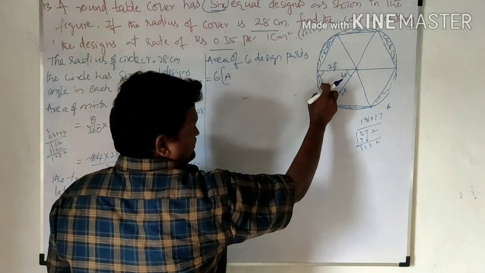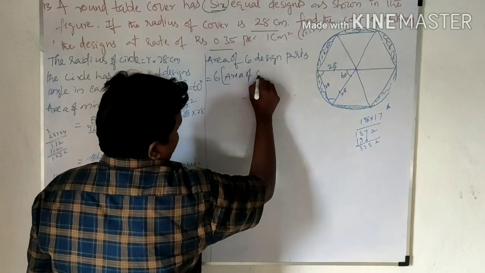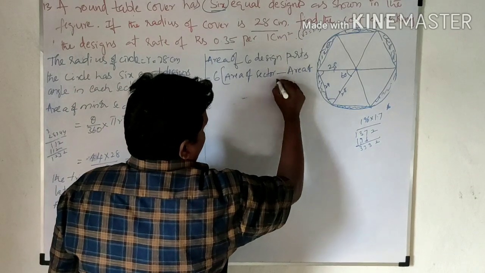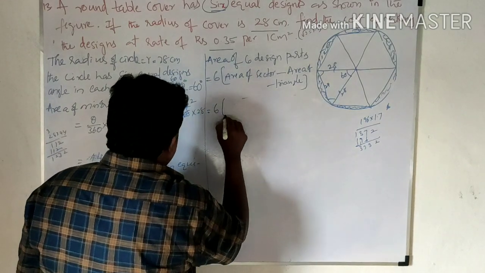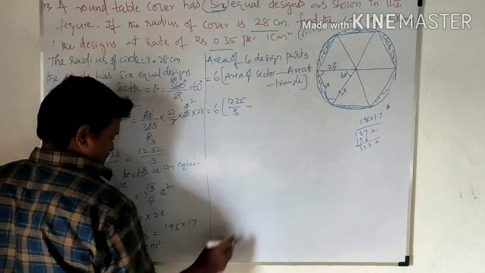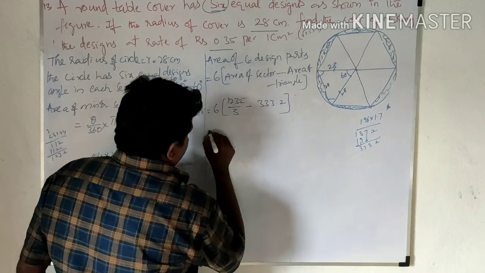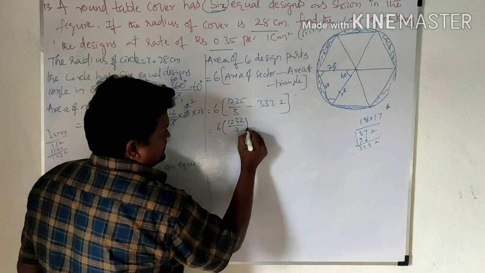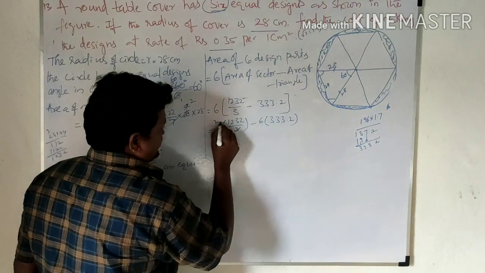one designing part, how we will get it from the area of the sector minus the area of the triangle. This will be 6 into the area of the sector, which is 1232 by 3, minus this 333.2, multiplied by 6. So 6 into 1232 by 3 minus 6 into 333.2.